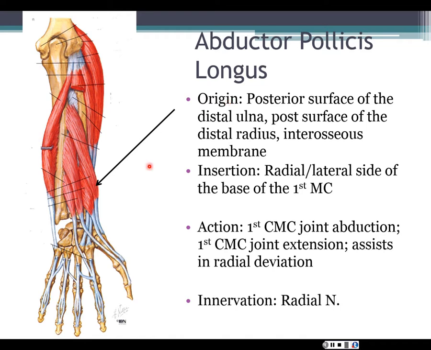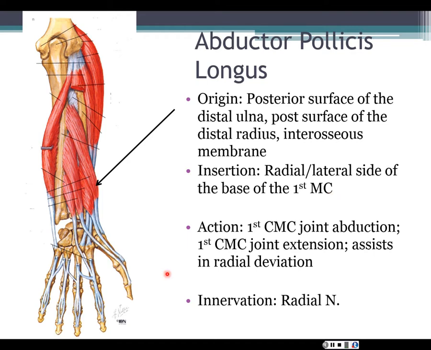So it's going to start up on the ulna again, but it's going to insert on the radial or lateral side of the base of the first metacarpal. It's going to run up to the base of the first metacarpal, and it's going to have an effect on abduction at that joint, the first carpometacarpal joint. So its action is abduction of the first carpometacarpal joint, and based on its positioning, it will also help with extension and radial deviation, but its primary job is abduction of the carpometacarpal joint.